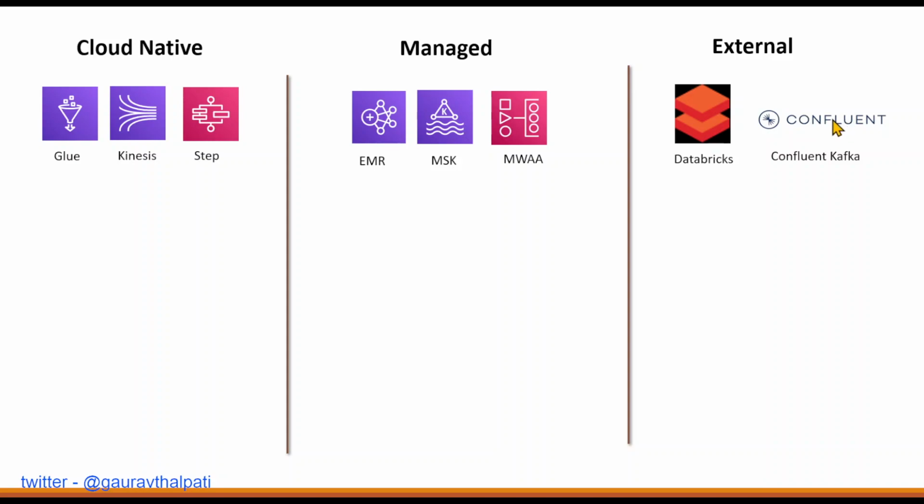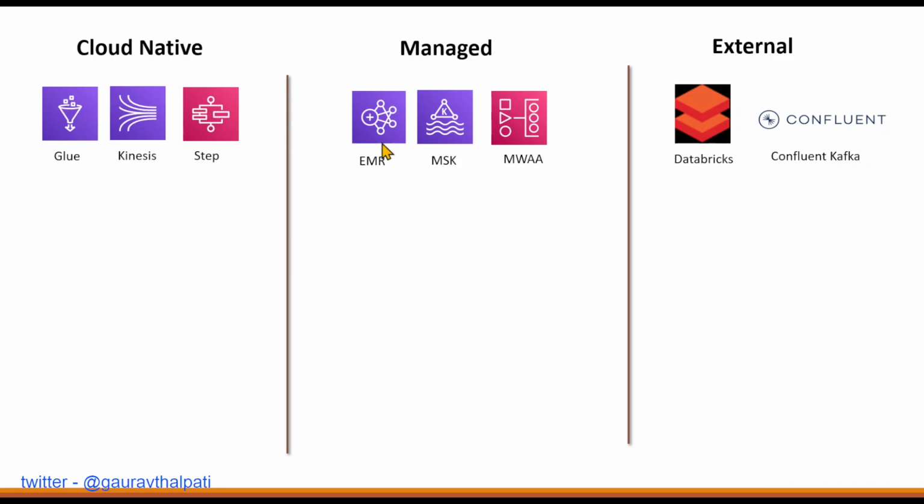On similar lines, we also have something called Confluent Kafka. If you don't want to use the open source Apache Kafka, or even the managed offering, you can go for Confluent Kafka, which is an external offering. So these are the three categories. Now, how do you select between these? Let's say you want to use Spark for some use case.